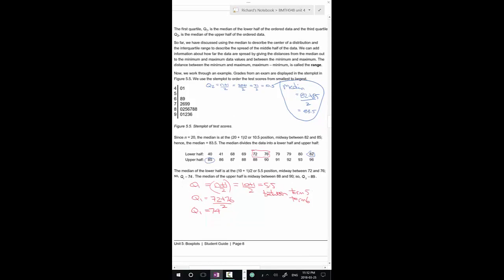For Q3, I'm going to do the same thing. Q3 is going to be midway between the ends of the upper half. So Q3 is going to be there. That's going to be the average of 88 and 90, which is 89.